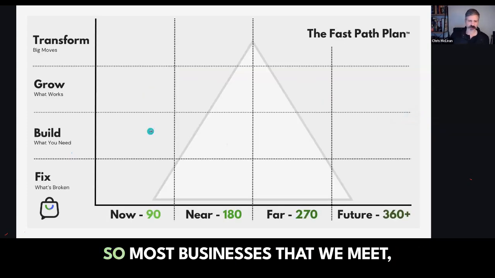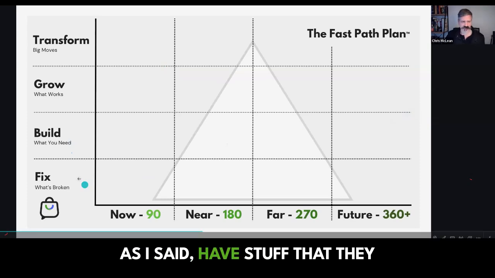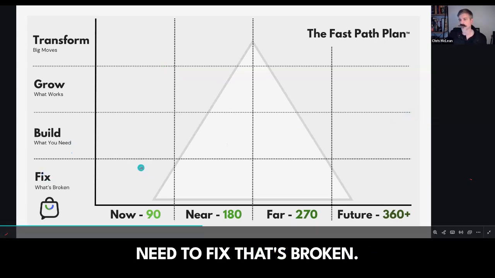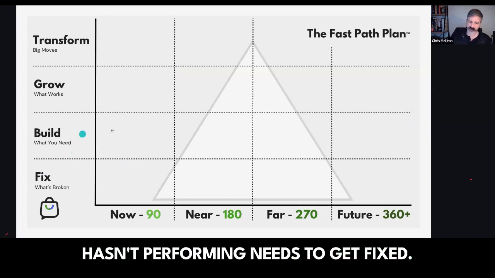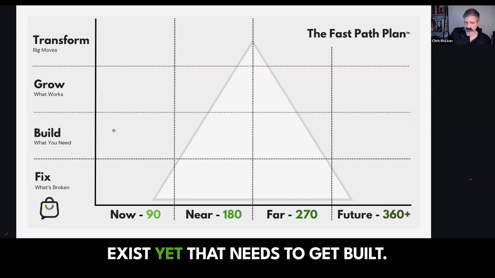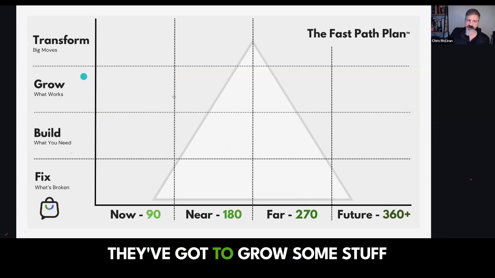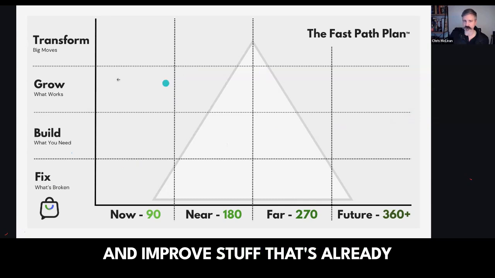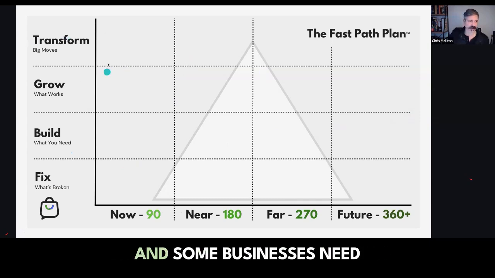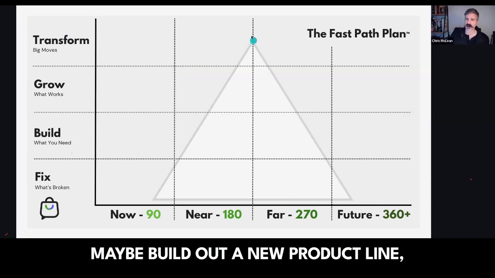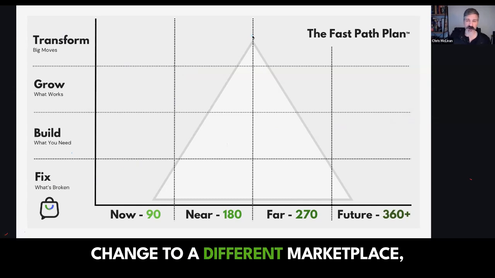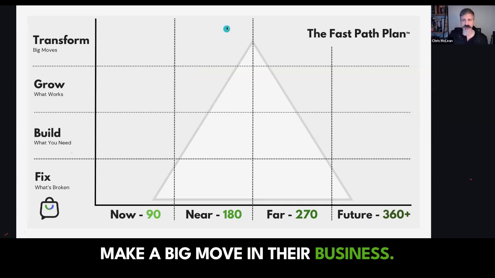So most businesses that we meet, as I said, have stuff that they need to fix that's broken. For example, a website that just isn't performing needs to get fixed. They've got stuff that doesn't even exist yet that needs to get built. They've got to grow some stuff and improve stuff that's already proven to be working for them. And some businesses need to do some transformation, right? Maybe build out a new product line, change to a different marketplace, make a big move in their business.